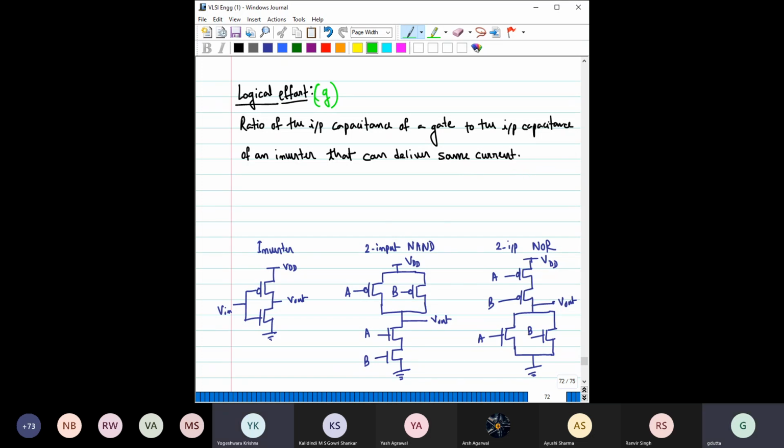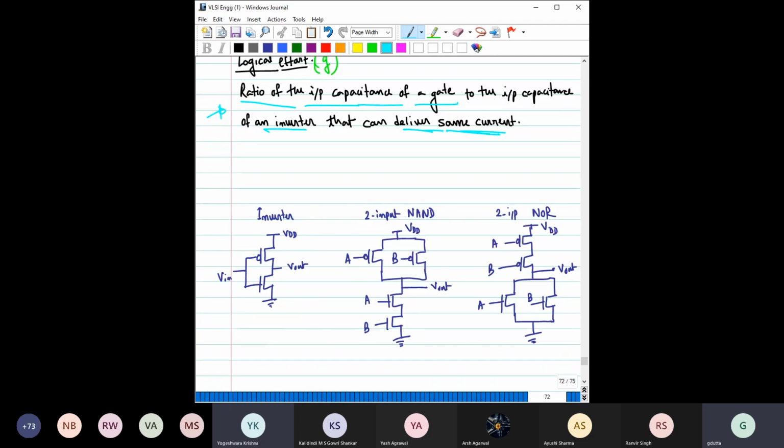Please read this again a bit carefully. Ratio of input capacitance of a gate to the input capacitance of an inverter that can deliver the same current. Okay, so I will come back to this writing in maybe 1 or 2 minutes.